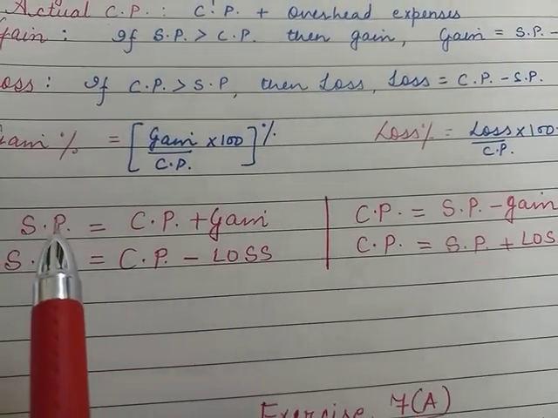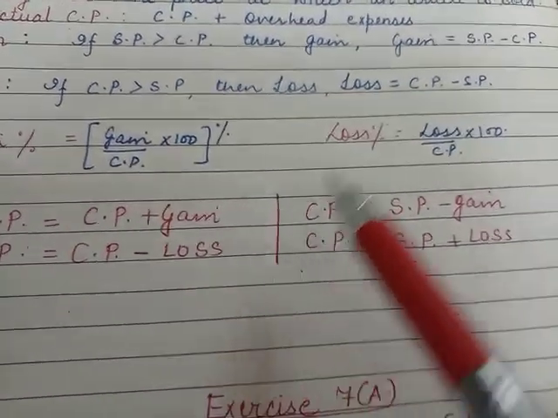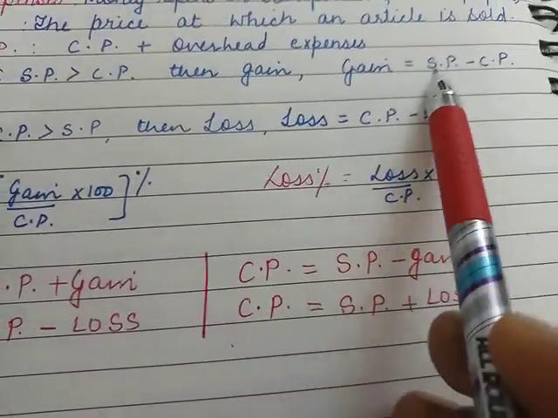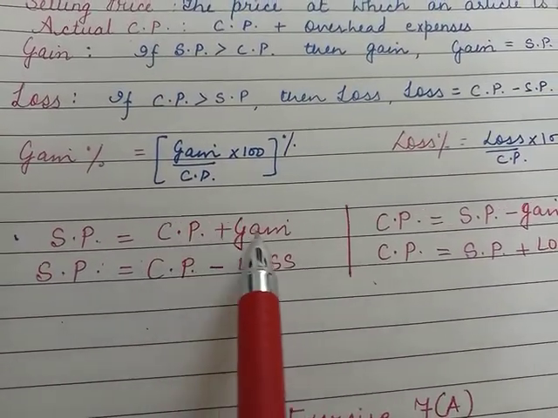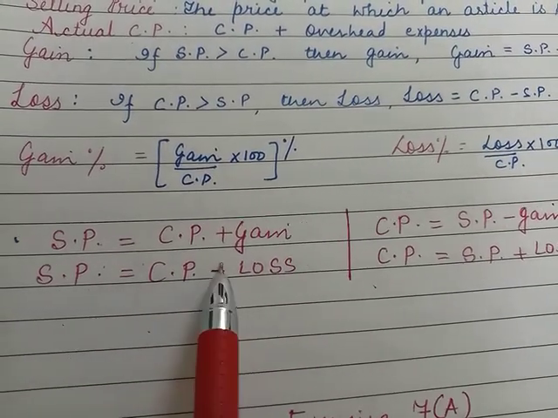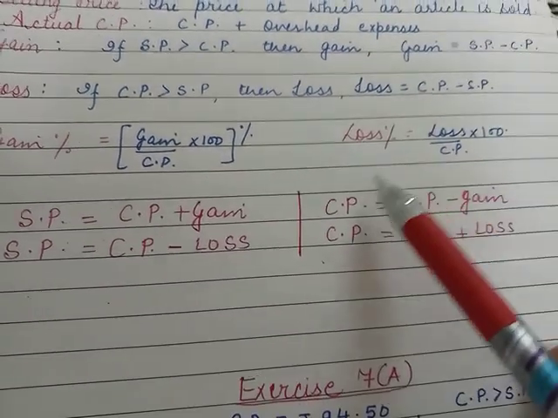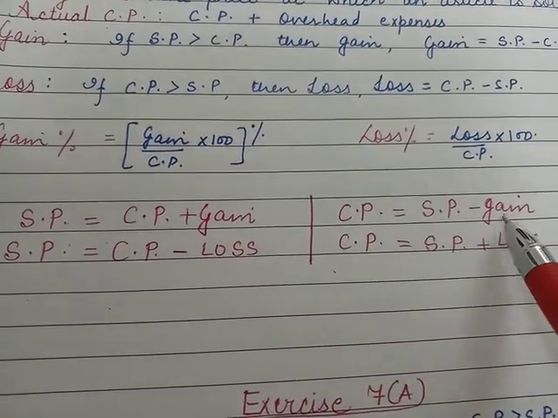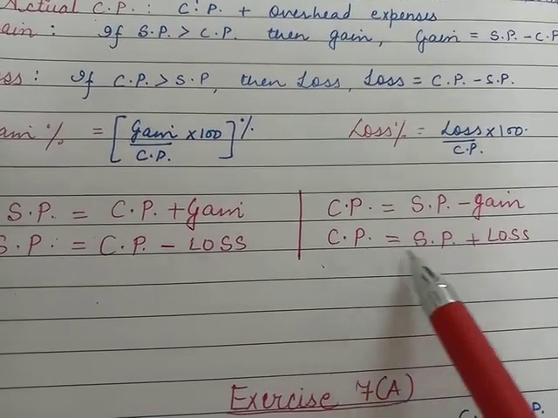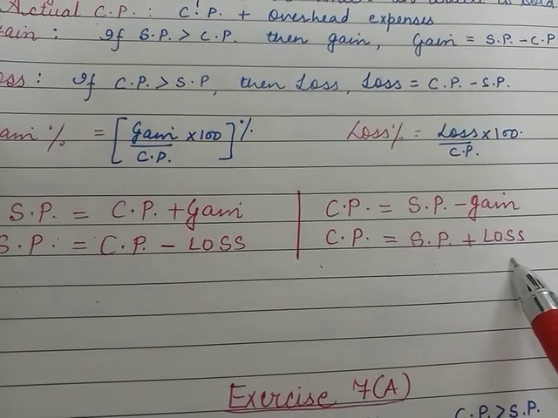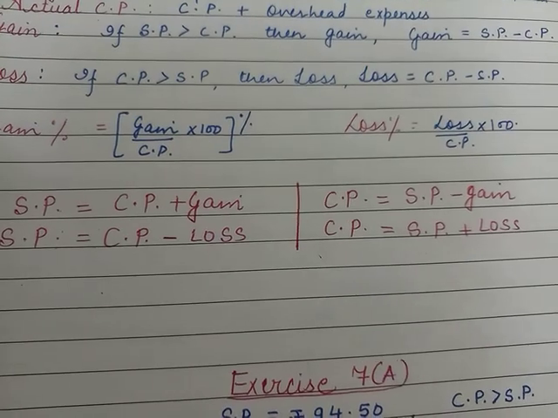Before this, I would like to say where this formula of selling price and the cost price has come from. This has come from the gain and the loss formula only. So how to remember? Selling price is equal to cost price plus gain, and if it is a case of a loss, then it becomes cost price minus loss. And if we calculate the cost price in the case of a gain, then it is selling price minus gain, and in case of a loss, it is selling price plus loss. Do remember these, children.